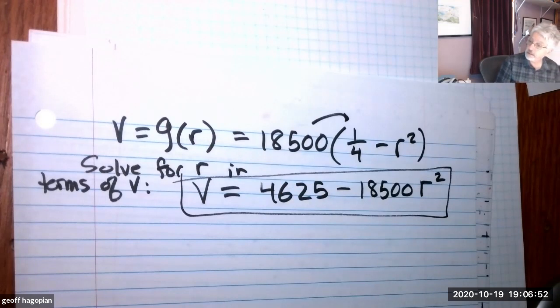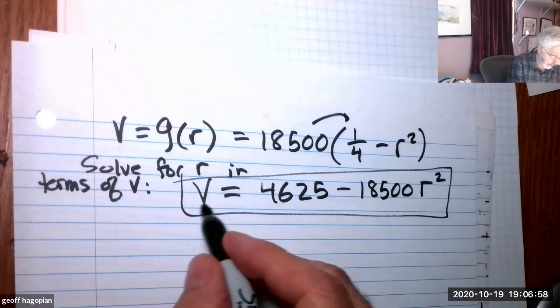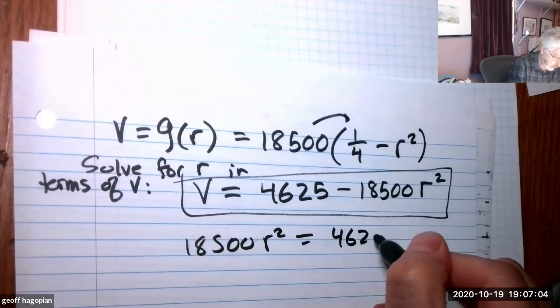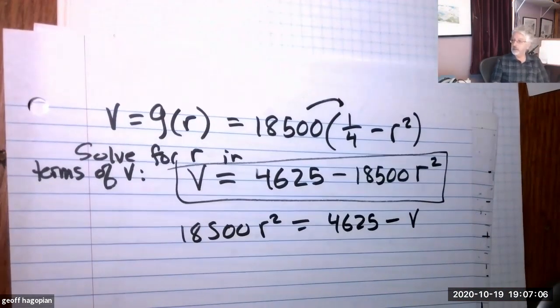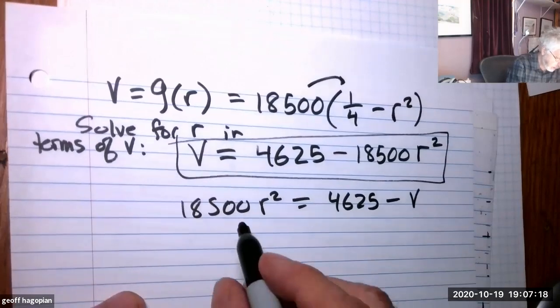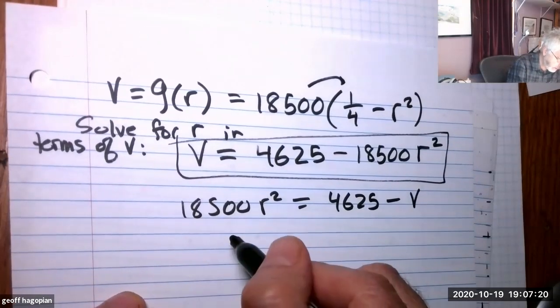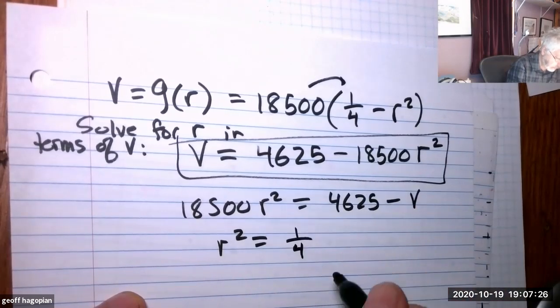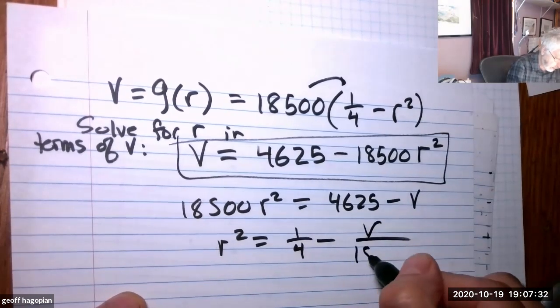So I would add this square term to both sides and subtract V from both sides. So you have 18,500 R squared equals 4,625 minus V. Is that agreeable as an equivalent equation, just using the addition and subtraction properties of equality? And then we'll divide both sides by 18,500. So R squared is equal to, and that's just going to give us 1/4 here, right? Minus V over 18,500.